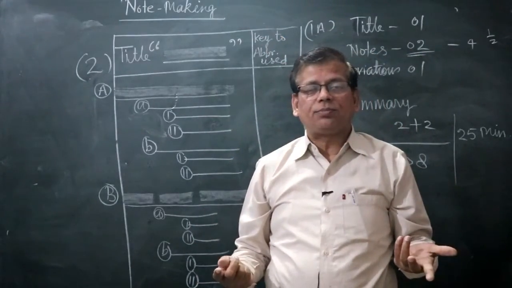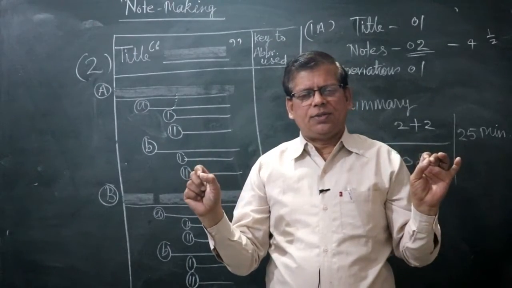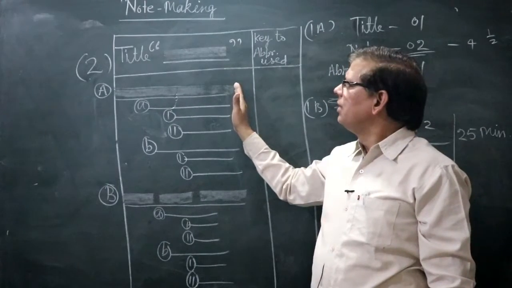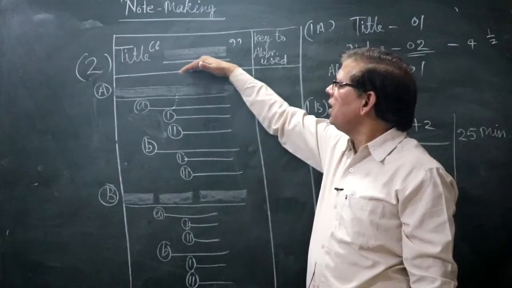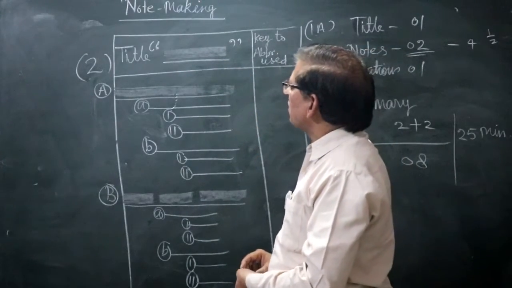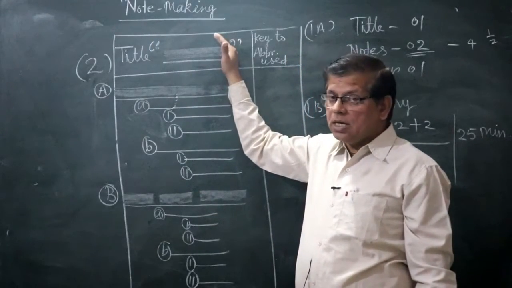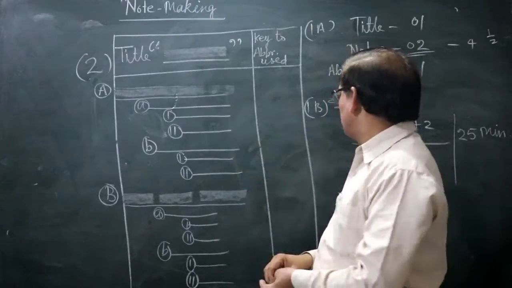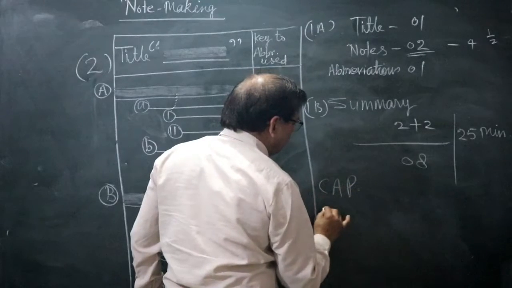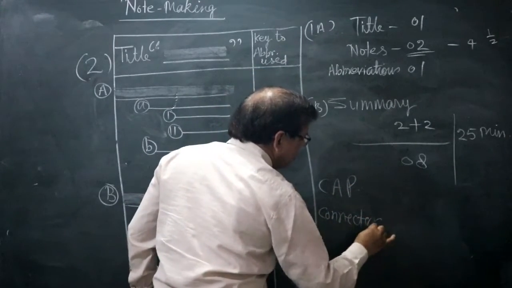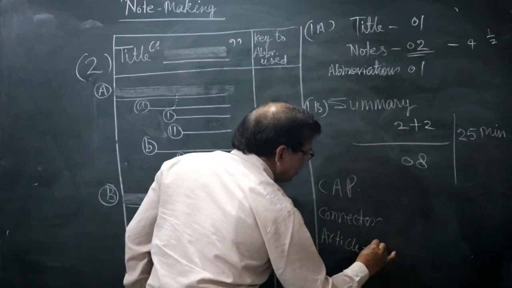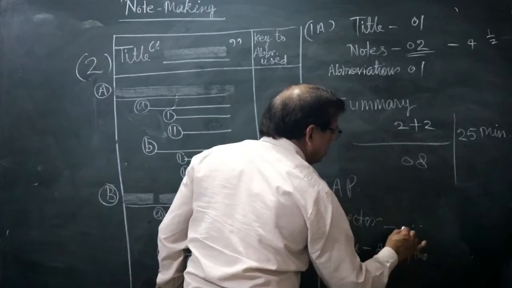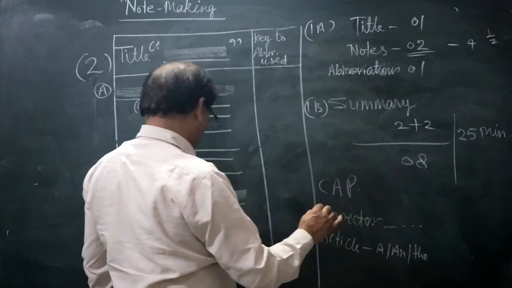Now how to write the notes? In note making there must be no sentences, only points. And the title must not be a sentence; it should be a phrase. In the title, if there are 4 words but not a sentence, the starting word must be capital, and other words should be small except CAP: C for connector, A for article, and P for preposition.